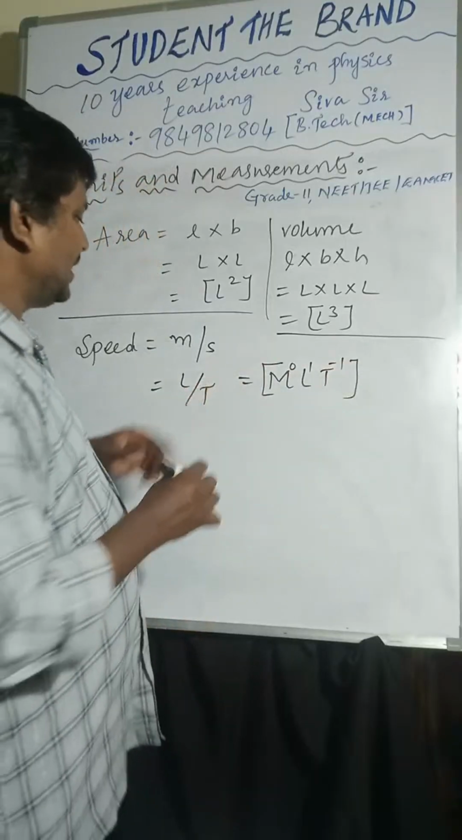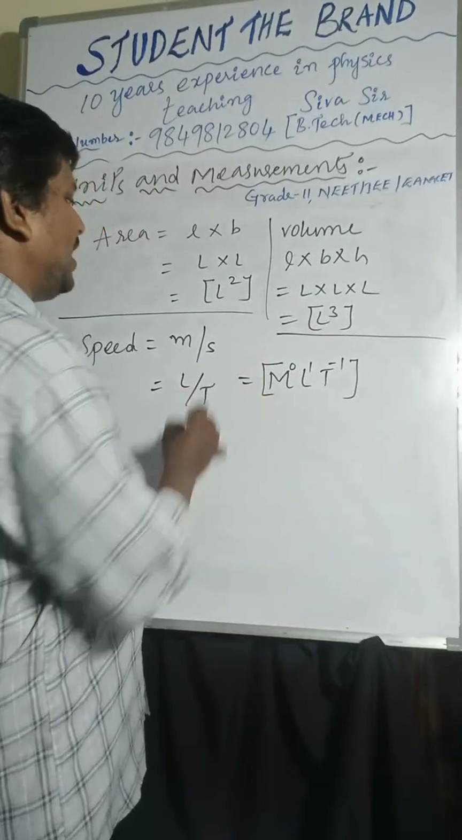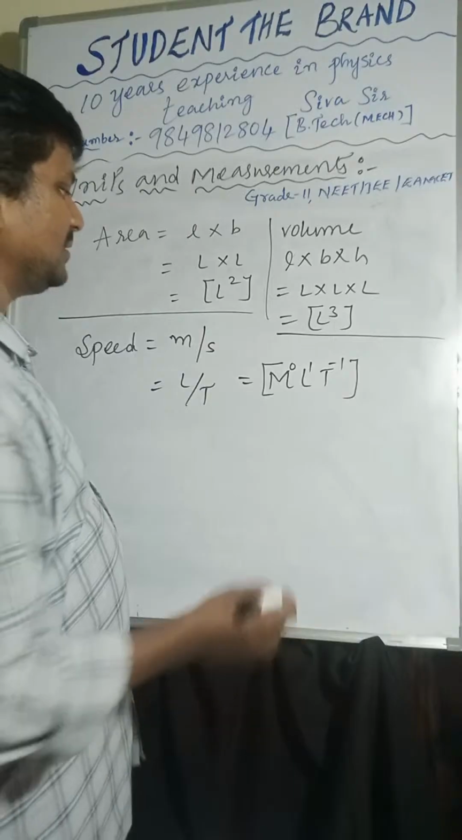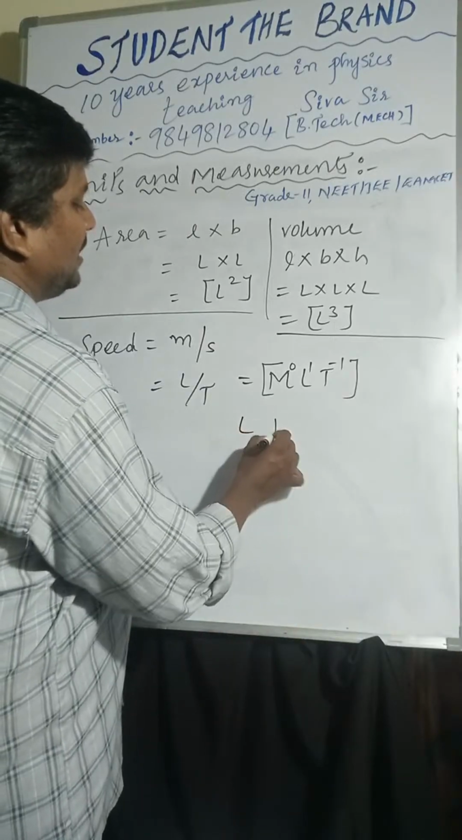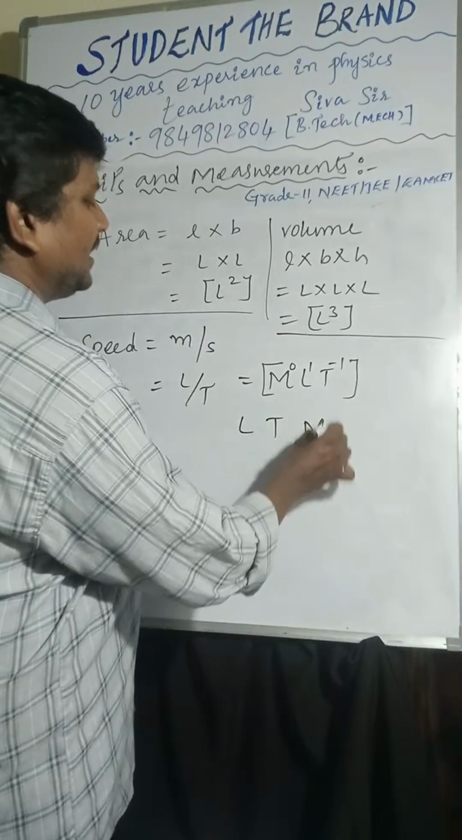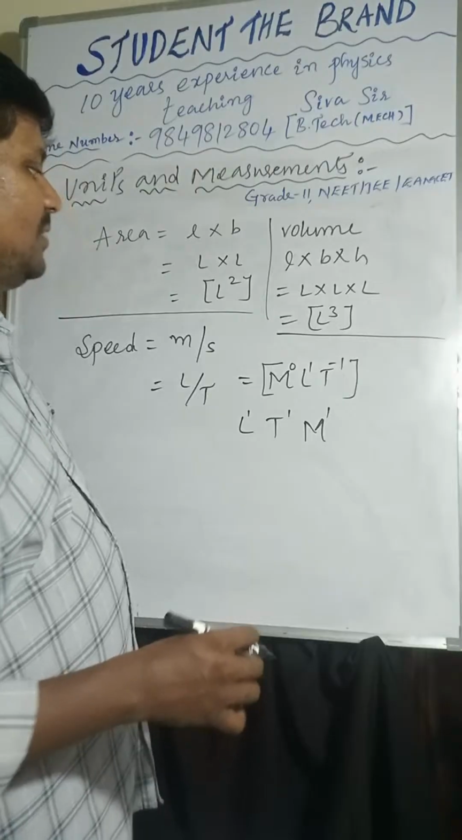Because if nothing is represented, if nothing is present, then the power we have to take is 1. Normally, if you are taking L, T, or M and nothing is mentioned, then you have to take the power as 1.